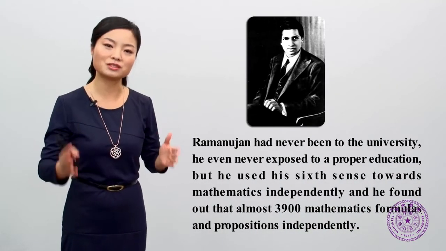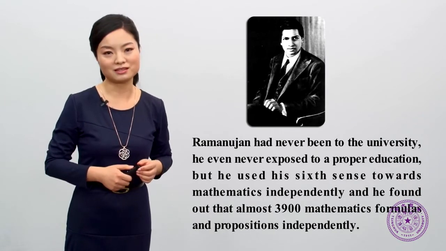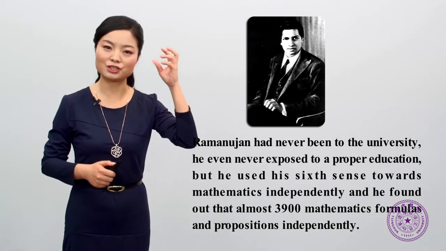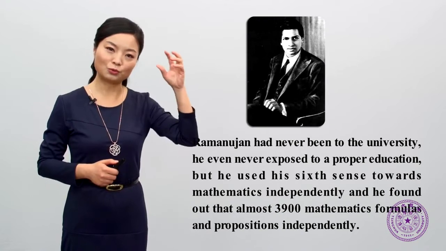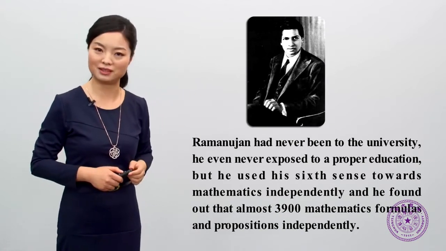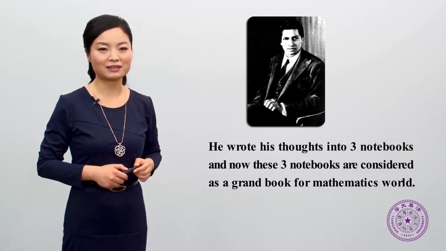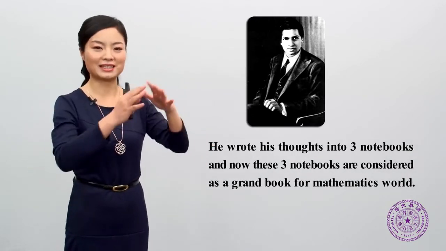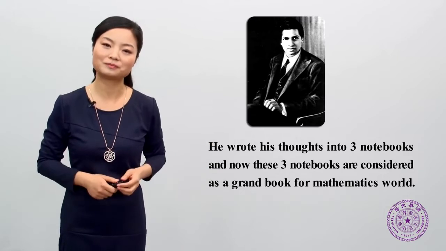Ramanujan never went to university and was never exposed to any proper education, but he used his sixth sense towards mathematics. Independently, he found out about 3,900 mathematical formulas and propositions, and he wrote his thoughts into 3 notebooks.